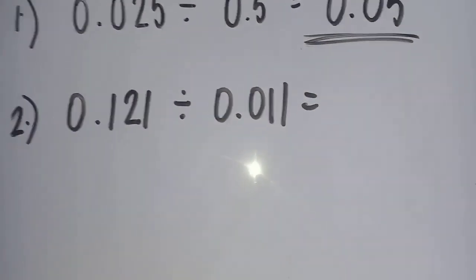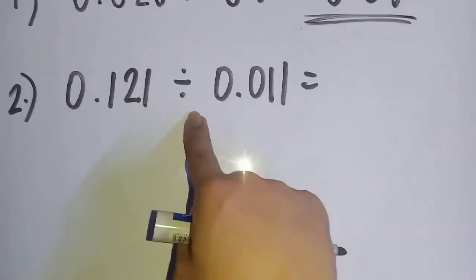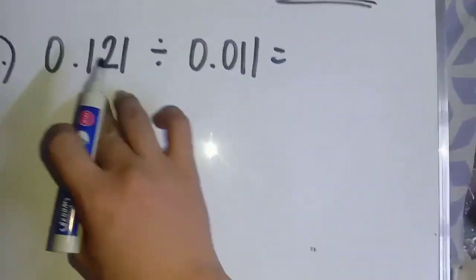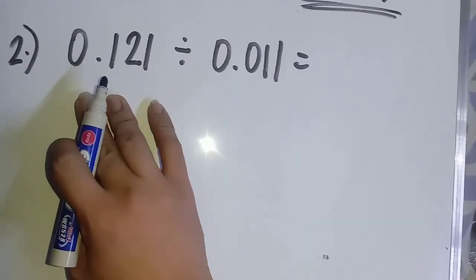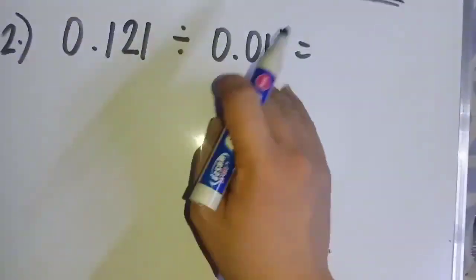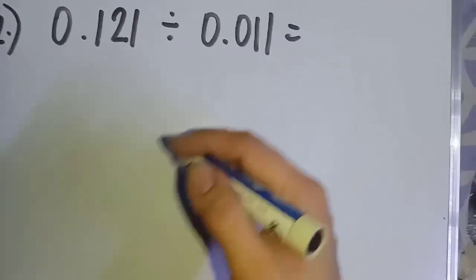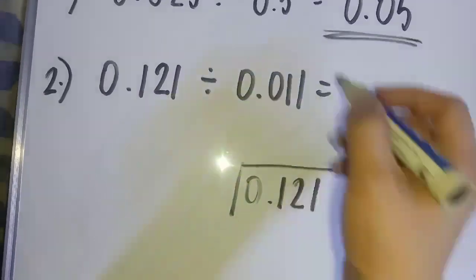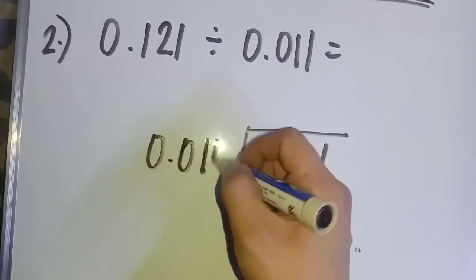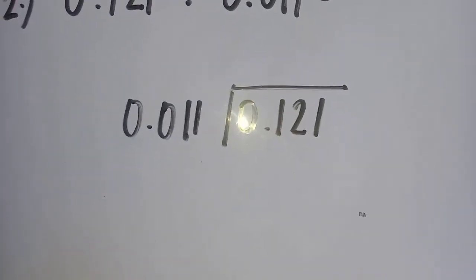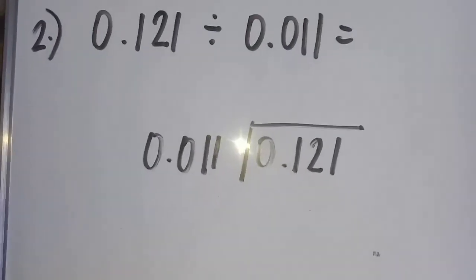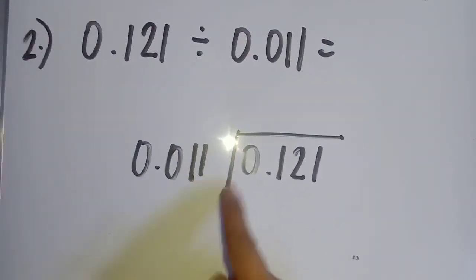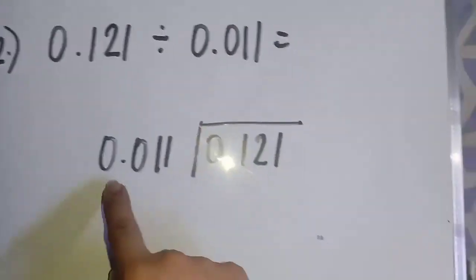Okay, for our second example, we have 0.121 divided by 0.011, which is equal to the quotient. So yung una natin gagawin, again, yung unang given natin will be put inside your division signs at yung second given natin will be put outside of your division signs. So we have yung 0.121 nasa loob ng division signs at yung 0.011 nasa labas siya. So again, we cannot proceed to the division process without making this number a whole number. Since 0.011 is a decimal number, gagawin natin siyang whole number.